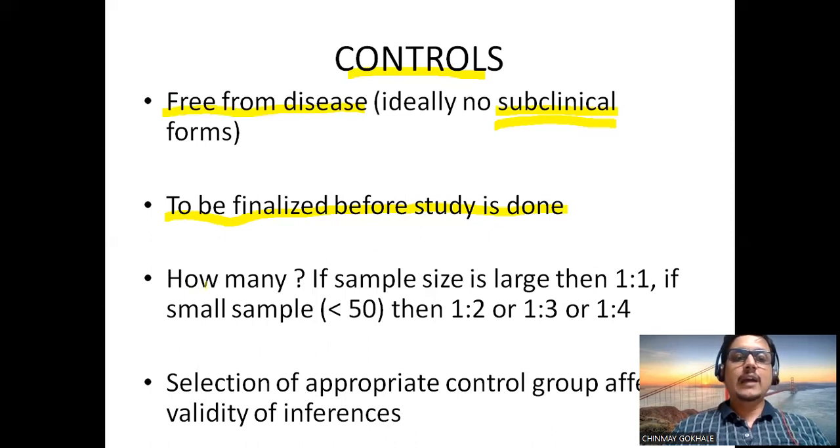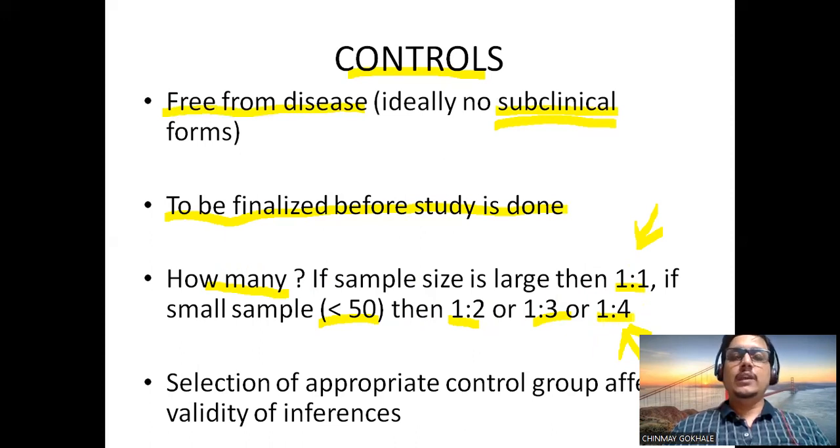The next consideration is how many controls. So if the sample size is large, then you can go for 1:1. But if you have a small sample in your case control study, small sample meaning, when I say sample, I mean cases less than 50, then we can go for 1:2, 1:3, or 1:4. Now, it is very important to understand what this ratio means. 1:1 obviously should not be a problem. But when we say 1:4, then more often than not, this would mean one case and four controls.